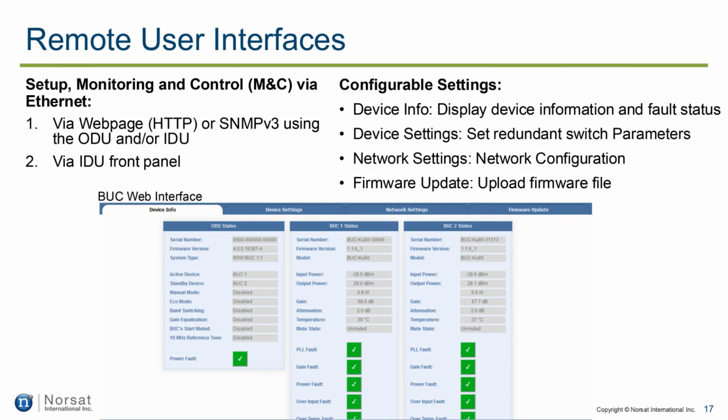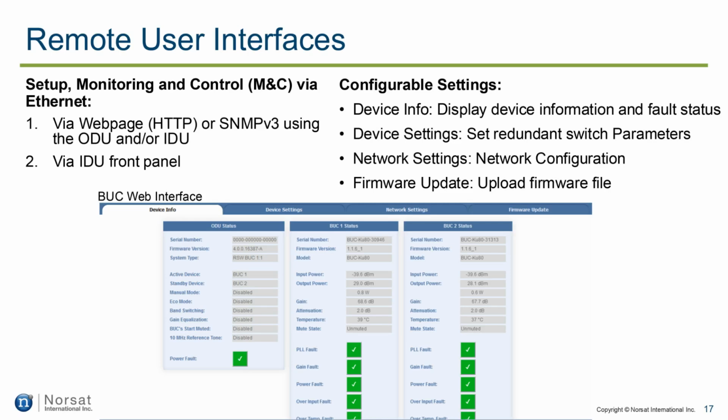The redundant switch systems offer remote user interfaces for setup, monitoring, and control via Ethernet. The Ethernet M&C can be controlled: 1. Via web page or SNMP using the ODU and/or the IDU. 2. Via the IDU front panel.